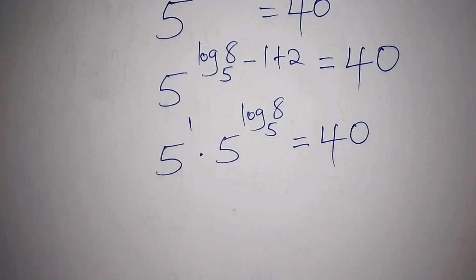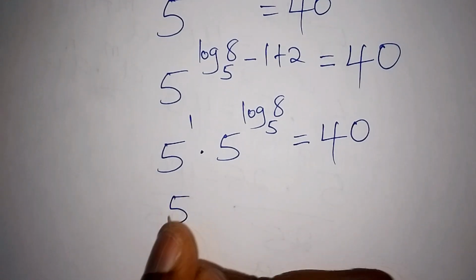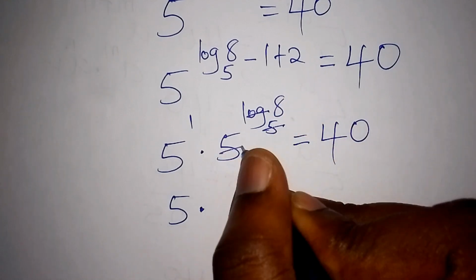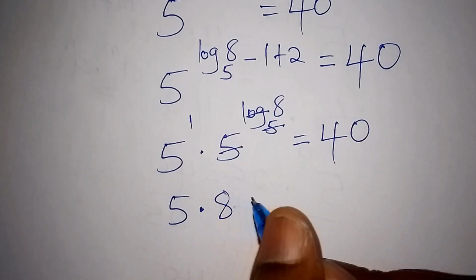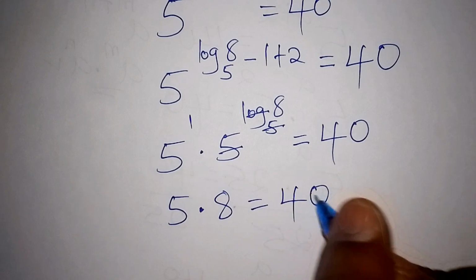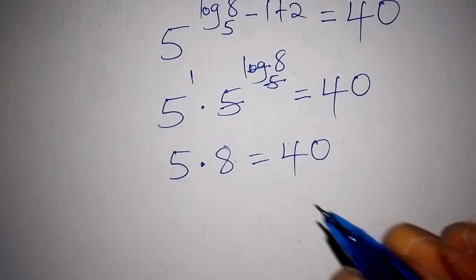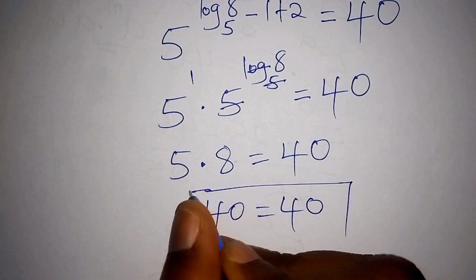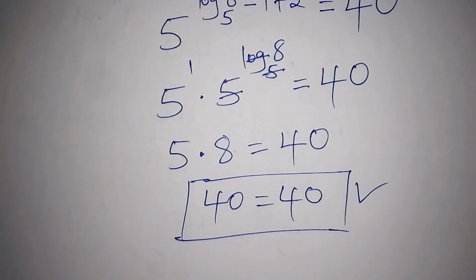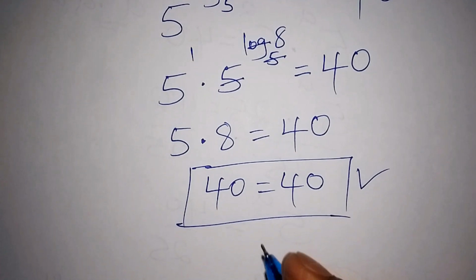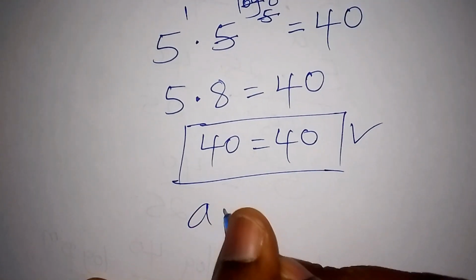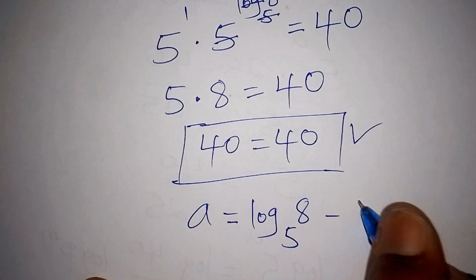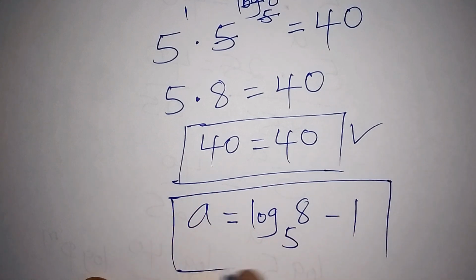What is 5 to the power of 1? It is 5. Then multiplied by 5 to the power of the log of 8 base 5, the 5 cancels with the log base 5. So you have 5 multiplied by 8, which is equal to 40. So 40 is equal to 40. It means our solution is very much correct when we concluded that our value for a is equal to the log of 8 to the base of 5, minus 1.